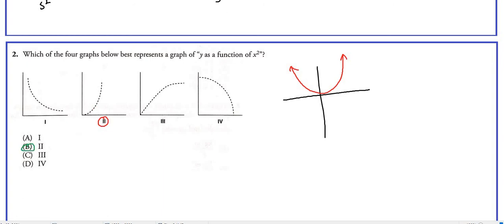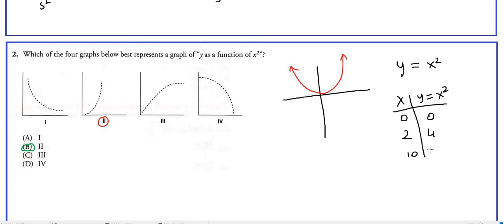Here, if you don't remember that x squared is the parabola, then you can do table analysis, like y equals x squared. So when x is, let's say, 0, y equals x squared is equal to 0. When x is equal to, let's say, 2, y is equal to 4. So we are squaring to find the value of y. X is 10, y is 100. So we see that the y value is always the square of the x value, which means the graph is always increasing. Here the graph is decreasing.